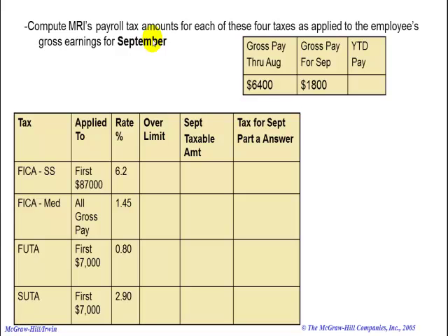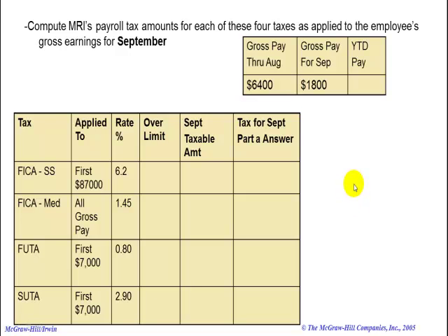Now, we're going to calculate the taxes for September, which is $1,800, keeping in mind that this employee has already worked from January through August and already made $6,400 through August, because that will be an important thing to keep in mind when we find these limits that we're going to look at possibly on these different kinds of taxes.